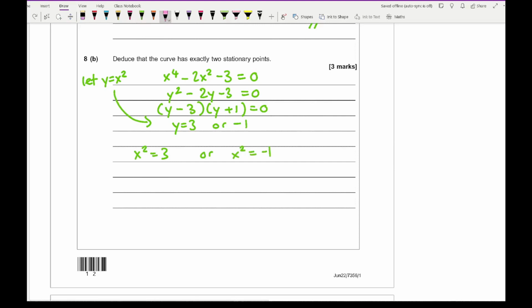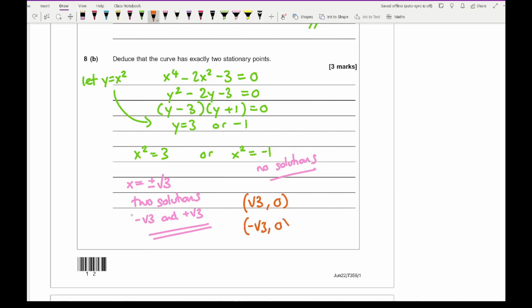Now for this there are no solutions. However, for this we've got x equals plus or minus root 3, and that has two solutions, which are minus root 3 and plus root 3. So then our two coordinates, not that it asked for it, are root 3, 0 and minus root 3, 0.